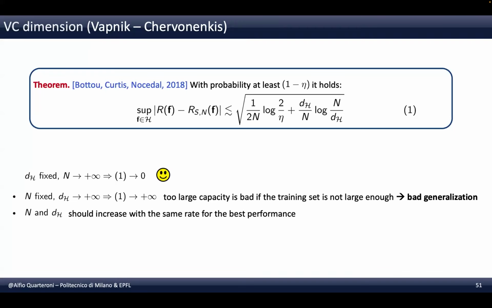So the good compromise is to have n and d_H increase with the same rate for the best possible performance. Of course, you don't want to go to infinity with the number of data, because this requires very extensive computations. So this is the best compromise, having the capacity and the cardinality increase with the same pace, with the same rate.